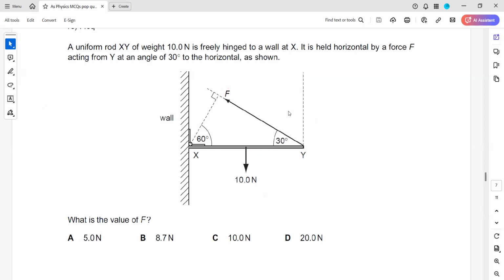here is an object on the wall. A uniform rod XY with a weight of 10 Newton is freely hinged to a wall at X. So X is the point of rotation. Around this point, it can rotate, so this is a pivot for us. A weight of 10 Newton is acting downward. Which direction will this weight try to cause a rotation? It will try to cause a rotation in the clockwise direction. Weight is acting downward, so it will cause a clockwise turning effect.